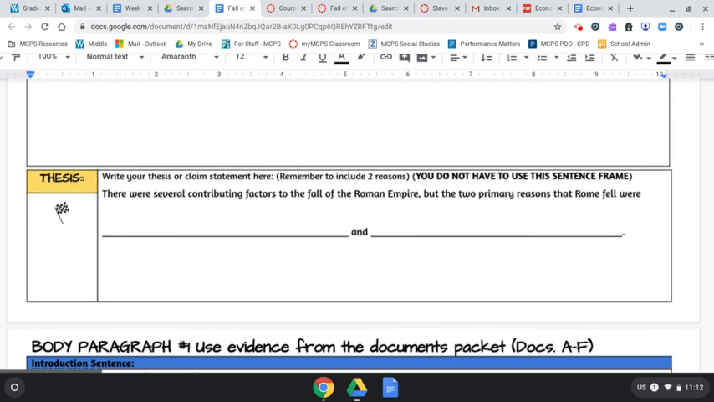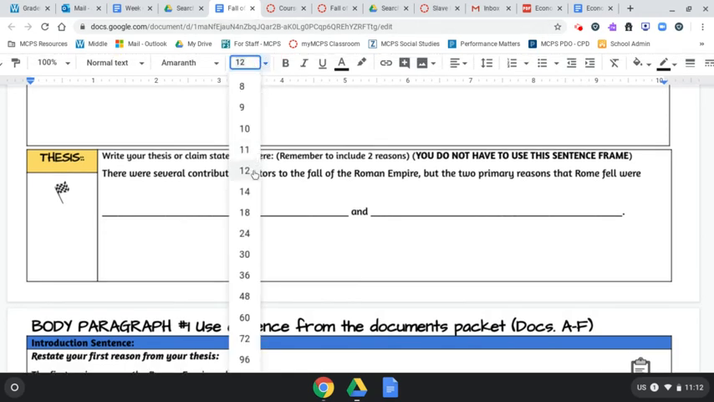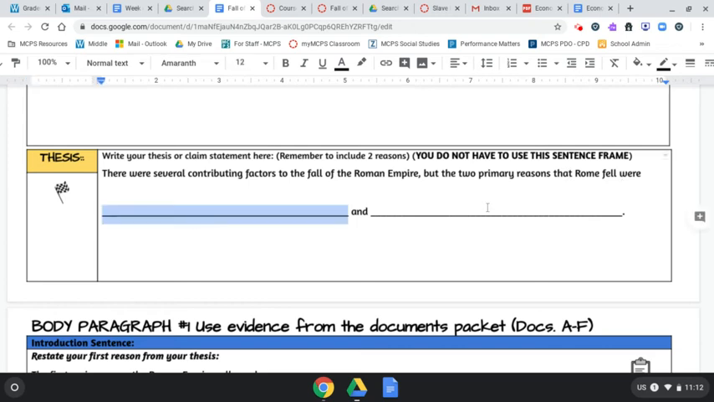After you've done that, the last sentence in your paragraph is your claim statement. Many of you did this before we left for break, but some of us did not necessarily finish this. So let's remind of what this can look like. Writing your thesis statement, you're answering the big question. There were several contributing factors to the fall of the Roman Empire, but the two primary reasons that Rome fell were blank and blank. So you need two different reasons why the Roman Empire fell apart.